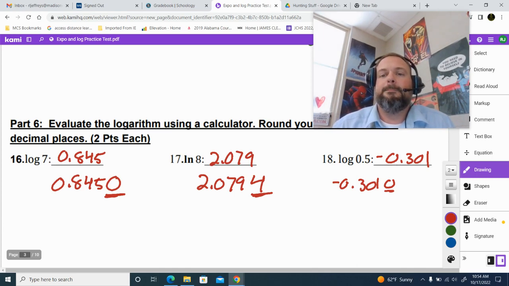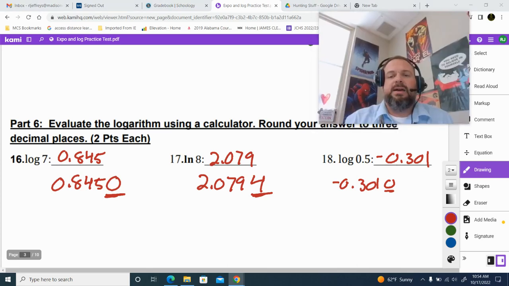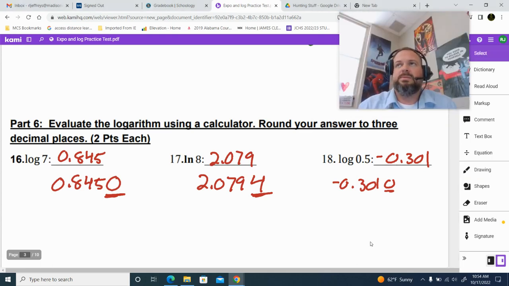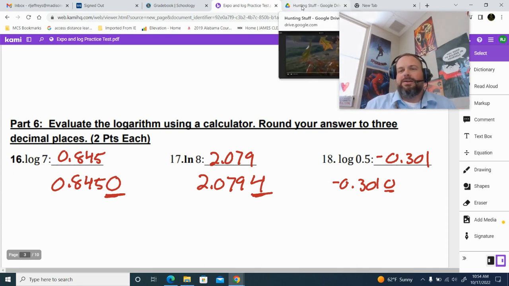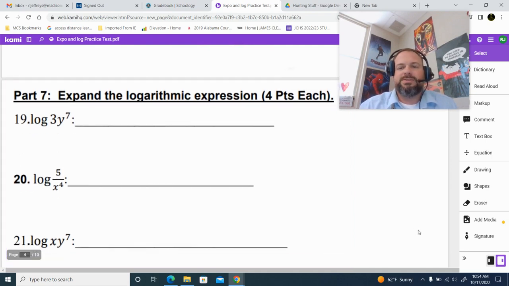Do I have comments turned on? Yeah, I have comments turned on. So, what? Oh, yeah, hunting stuff. Yeah, I have a video to show y'all later. Okay. So, the definition of supercomputer.